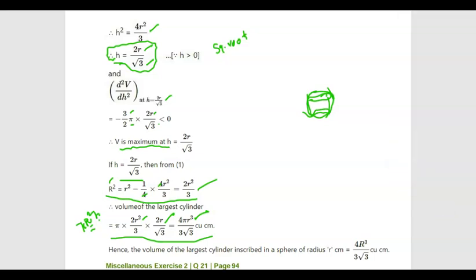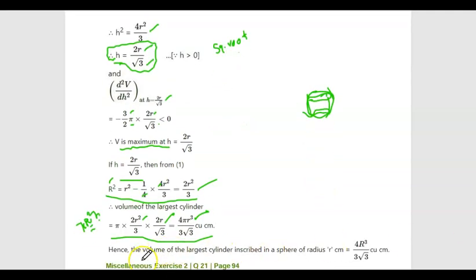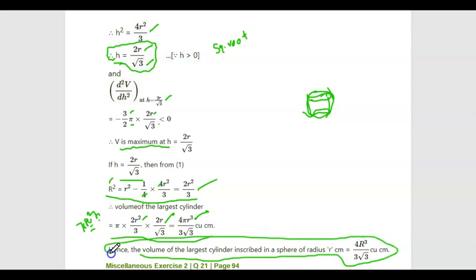Okay, so this is what we are expecting here. So the largest cylinder. What was the conclusion here? The volume of the largest cylinder inscribed inside a sphere of radius r is 4 pi r cube upon 3 root 3 cubic centimeter. Okay, thank you.